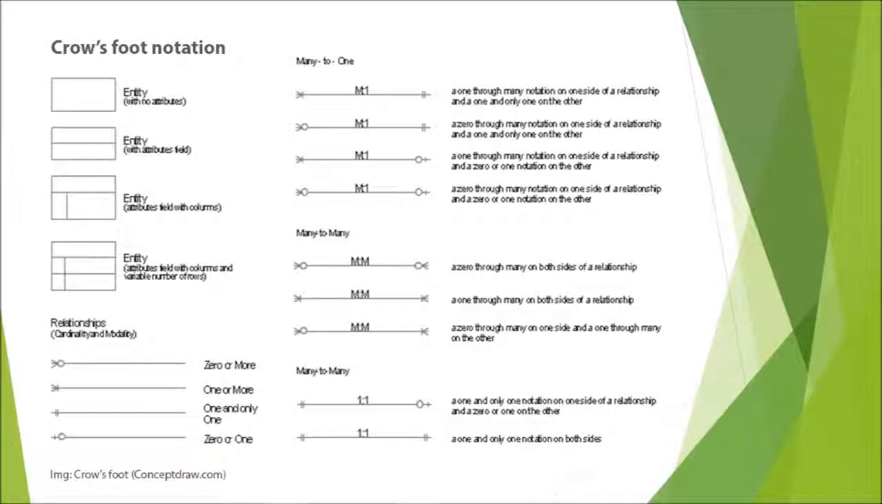An alternative to Chen notation is Crow's Foot notation. You can find more information about it in the info box.